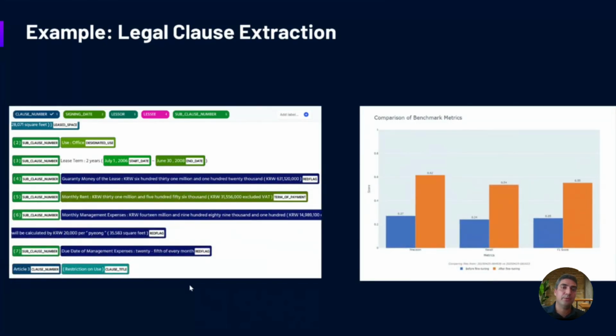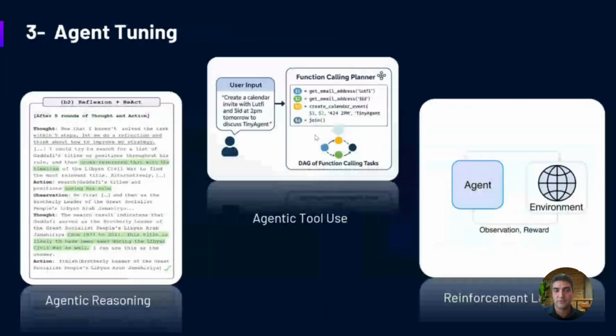So this is an example of legal clause extraction where we can see, I think it's a little bit hard to see, but the orange here is the score, the F1 score, precision and recall after fine-tuning, and the blue is before fine-tuning. So we can see a significant increase after we fine-tune the model on legal clause extraction. And this is another example where you can see a significant increase after fine-tuning.